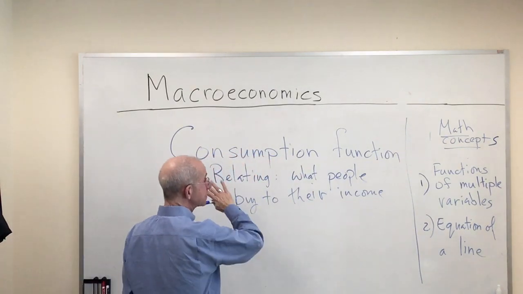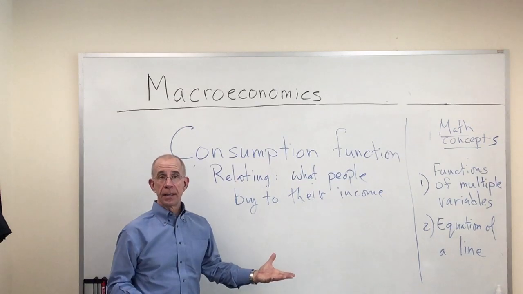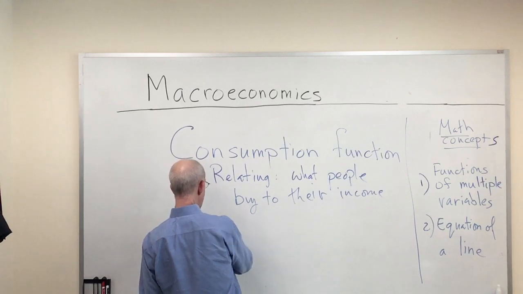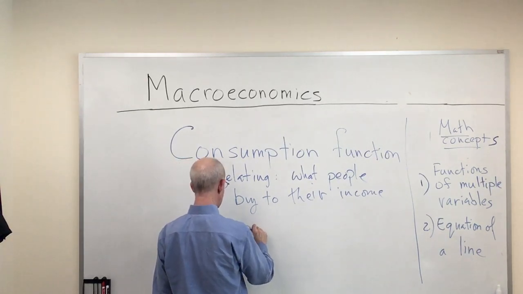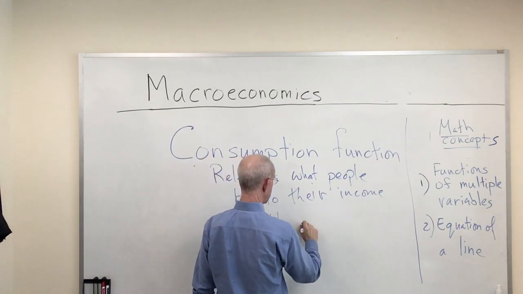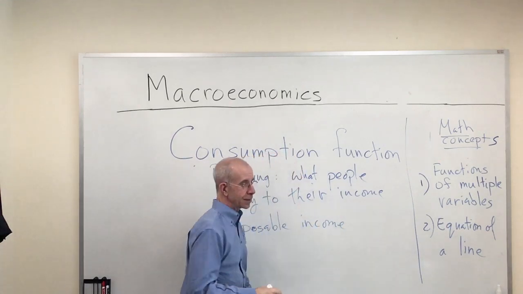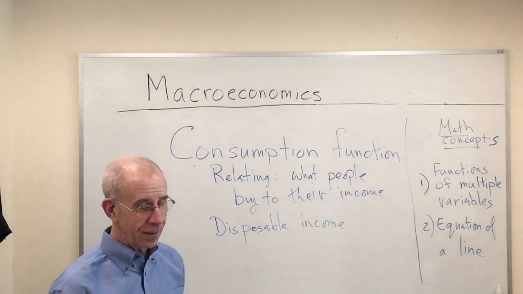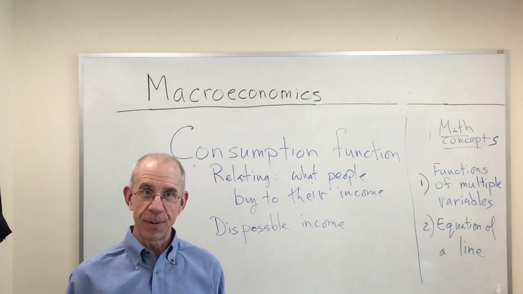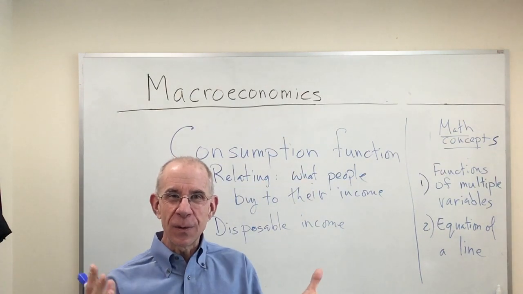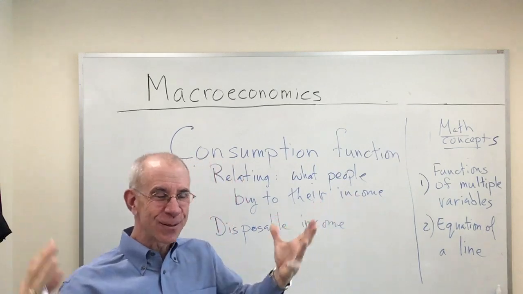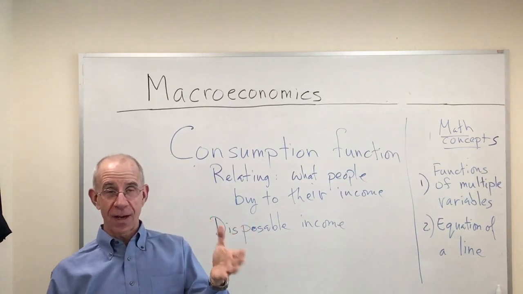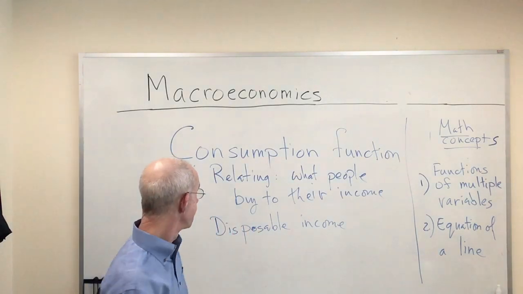Now, this consumption function and income is going to be defined in part by something called disposable income. Now, as I've said in a number of videos before, economists use really weird language. Disposable income. What, throw it away? I mean, you're going to dispose of it? Why do they use these words? I don't know. Disposable income is the income that you've got after taxes have been taken out.